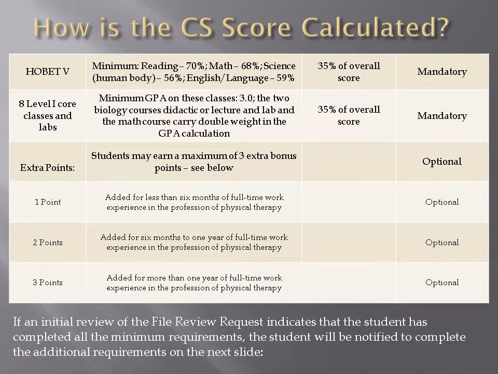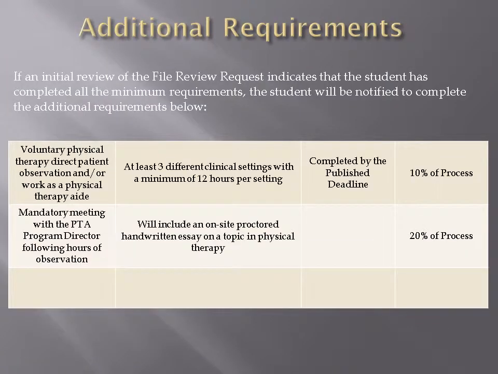Extra points are optional. Students may earn a maximum of 3 extra bonus points. 1 point may be added for less than 6 months of full-time work experience in the profession of physical therapy. 2 points may be earned for 6 months to 1 year of full-time work experience in the profession of physical therapy. And 3 points may be earned for more than 1 year of full-time work experience in the profession of physical therapy. If an initial review of the file review request indicates that the student has completed all the minimum requirements, the student will be notified to complete the additional requirements on the next slide.